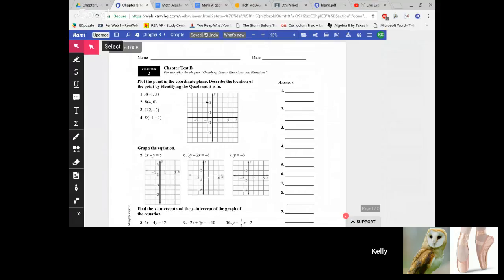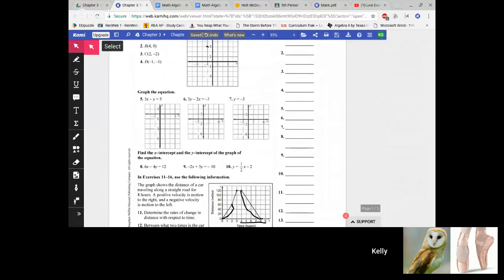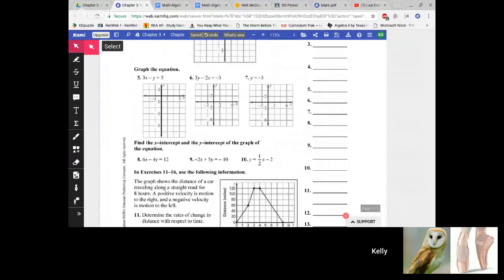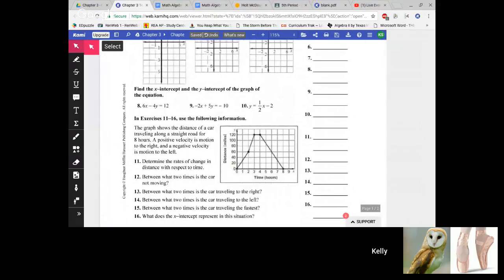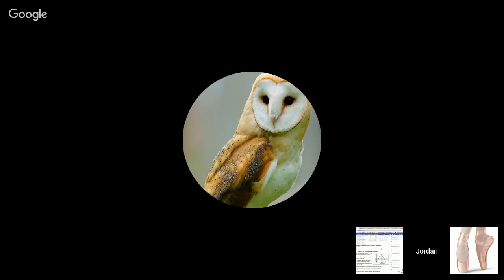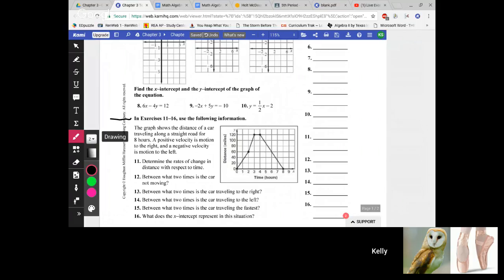Just stop me anywhere. And then Jordan, before you joined, I was talking to Campbell about the problems down here on exercise 11, because I think Jordan and you guys said that this seemed to be the hardest part. Yeah, it's kind of difficult. Okay. There are two problems much like that, but only two, it's not six like it was on the review.